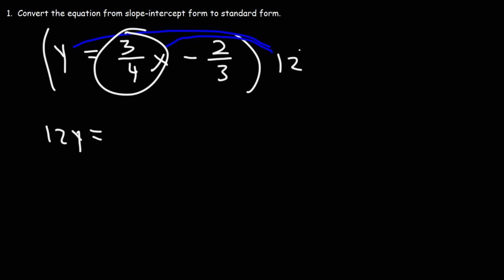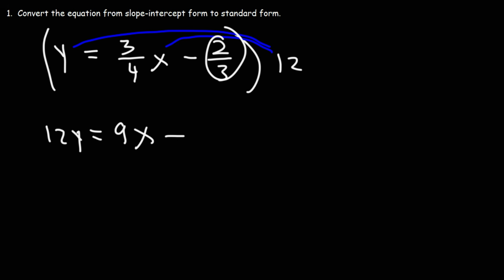So 3/4 x times 12 is going to be 9x. 9 is 3/4 of 12. Now what's 2/3 times 12? Let's divide first. 12 divided by 3 is 4. 4 times 2 is 8. So 2/3 of 12 is 8.